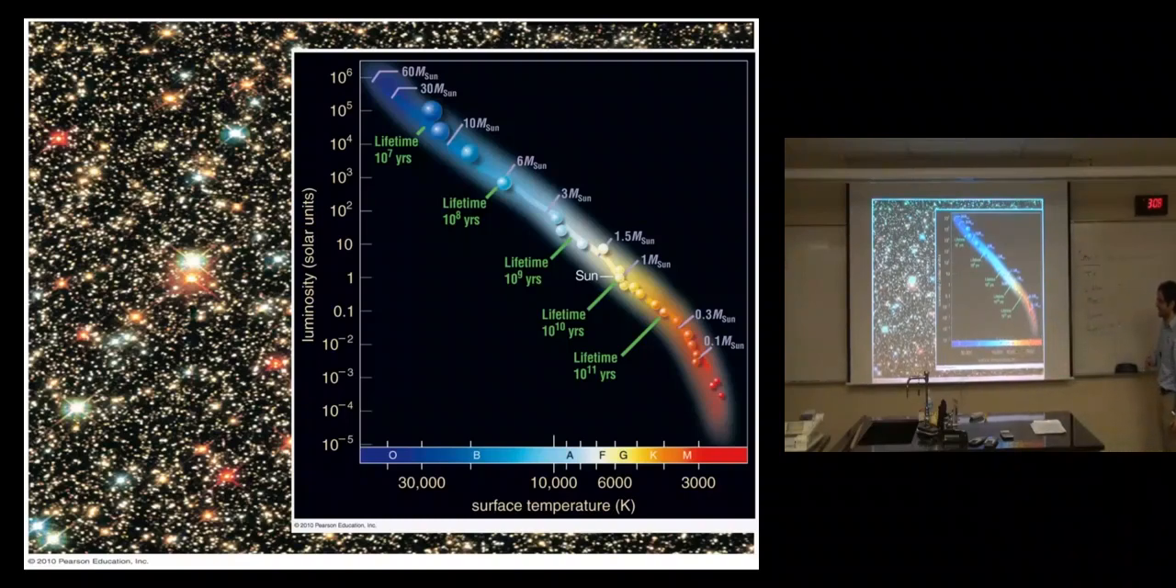You won't need it in color. But yeah, 7,000 degrees surface temperature. Kelvin, anything else? Yep.